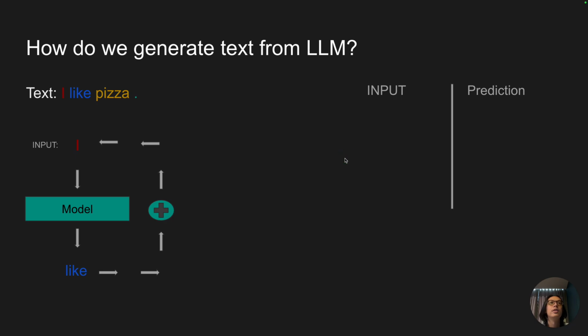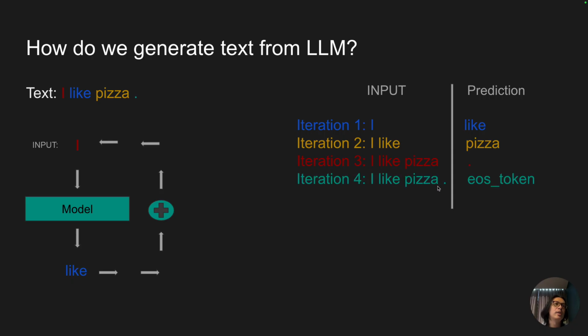So you can see here, in iteration one, we input "I" to the large language model and we predict "like", and then in iteration 2 the input became "I like". It will try to guess the next token, "pizza", and then the input became "I like pizza", and then it tries to guess the next word, ".", and then "I like pizza.", and then it tries to guess the next token, end of sentence. This is a special token that means the model will stop generating. This is called autoregressive generation.